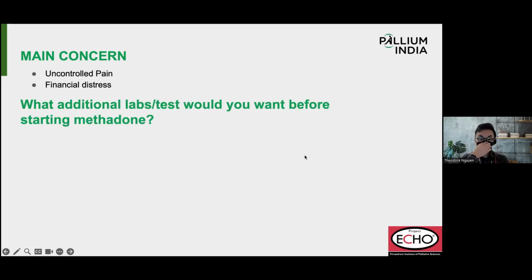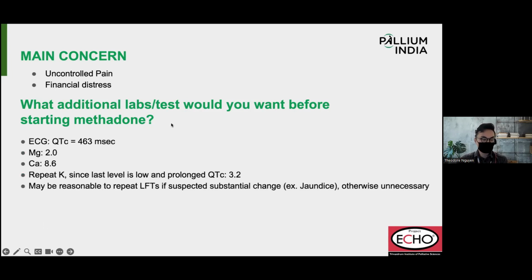So what additional lab tests would you want before starting methadone, based off of what we already have collected from the patient? Yeah, so someone mentioned potassium, ECG, LFTs. Great, so those are all great recommendations.